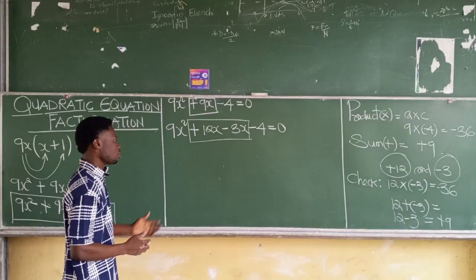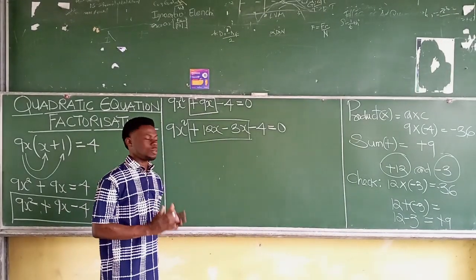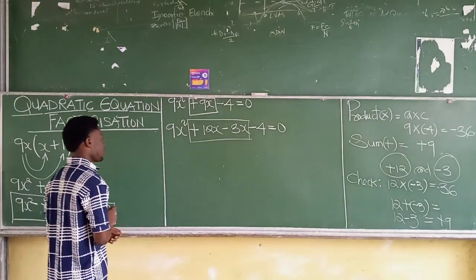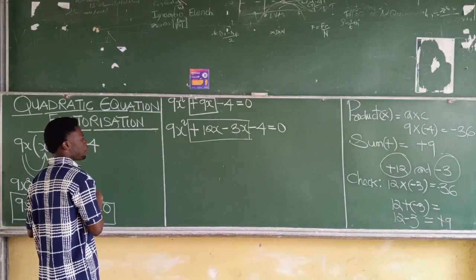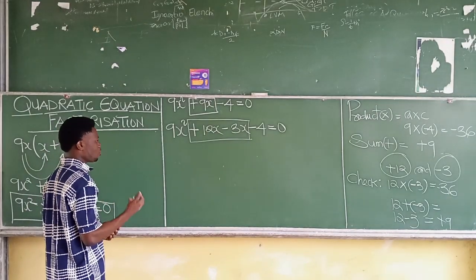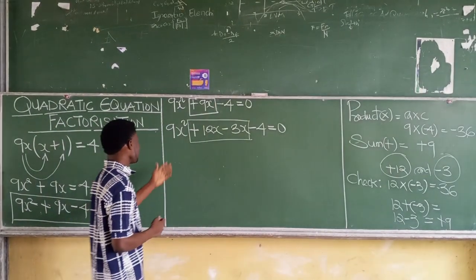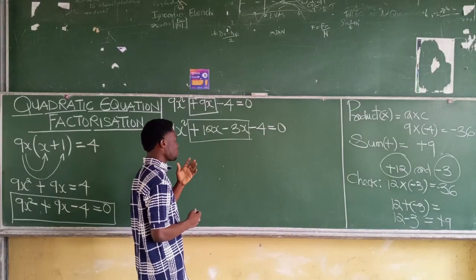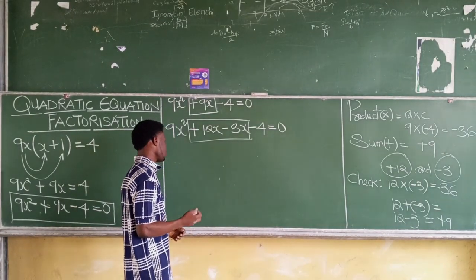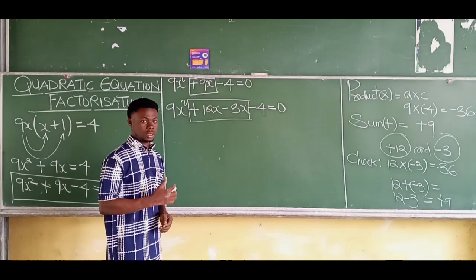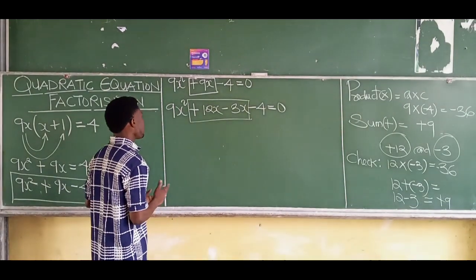Then we write the original equation on the board. That is exactly what we did. Now the next step is to factor the equation by pairing. In this equation we have 9x squared plus 12x minus 3x minus 4 is equal to 0. So the next thing to do is by pairing.